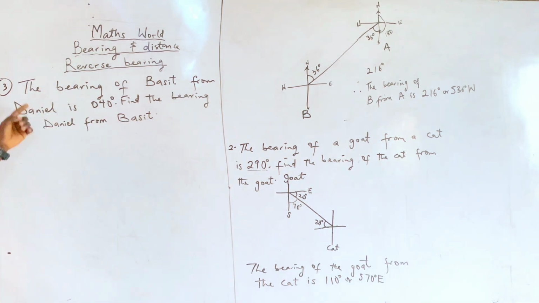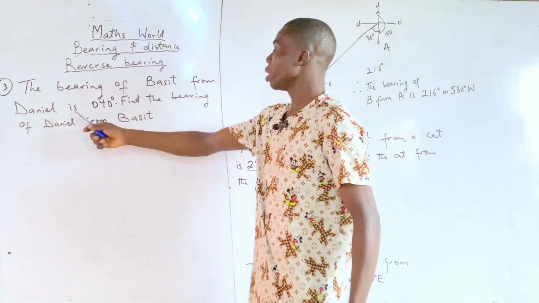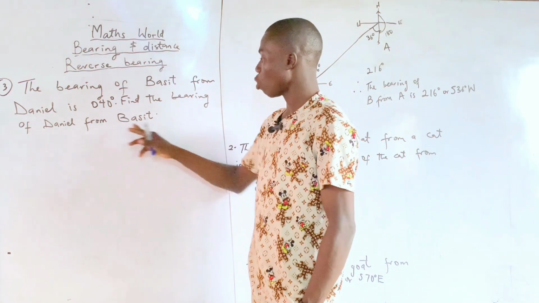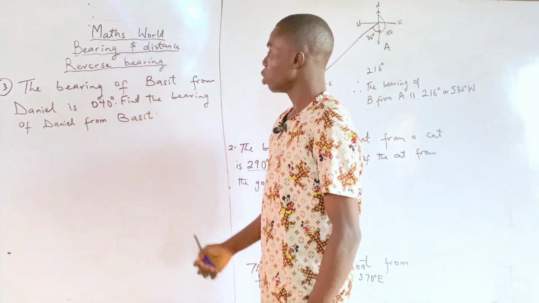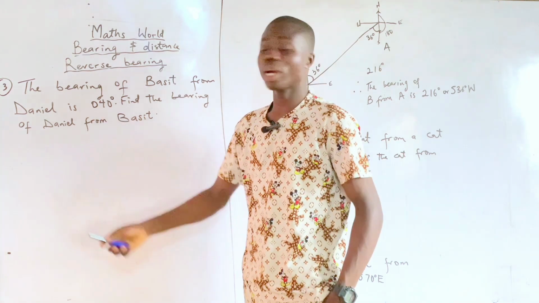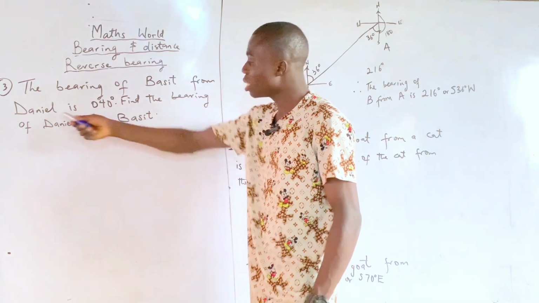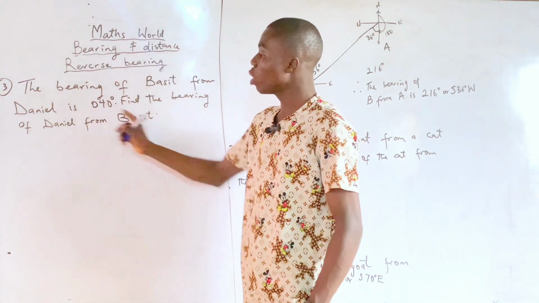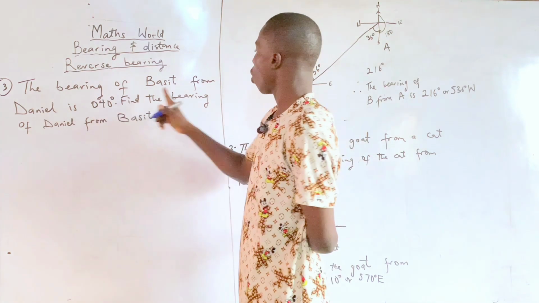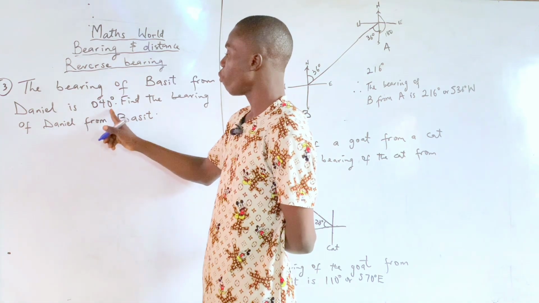This is the third question. The bearing of Basit from Daniel is 040 degree. Find the bearing of Daniel from Basit. Now, what are you going to do? The first thing you're asking yourself is who is the owner of this bearing? You are drawing for Daniel now because it said from Daniel. So the first one you are drawing is for Daniel. Please note that if you don't get that part, it's actually going to look confusing. So the bearing of Basit from Daniel is 040 degree.